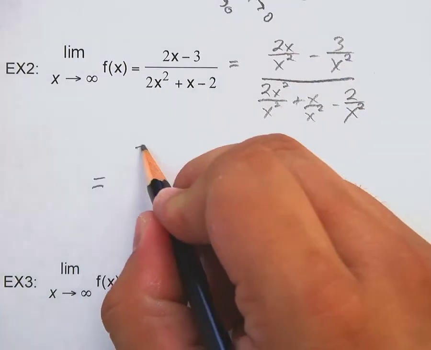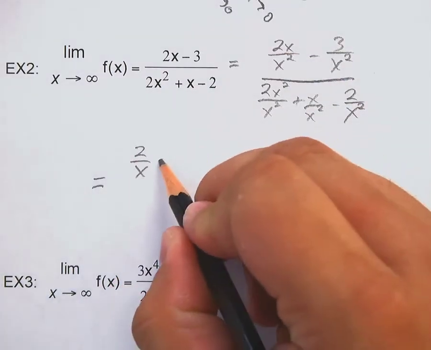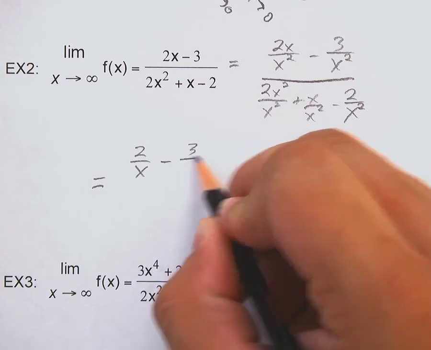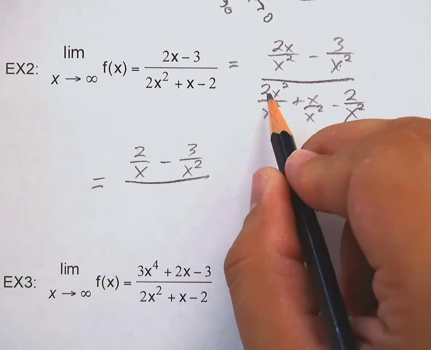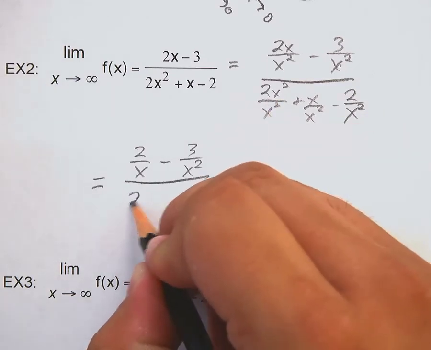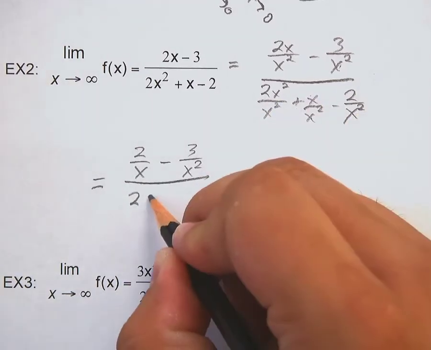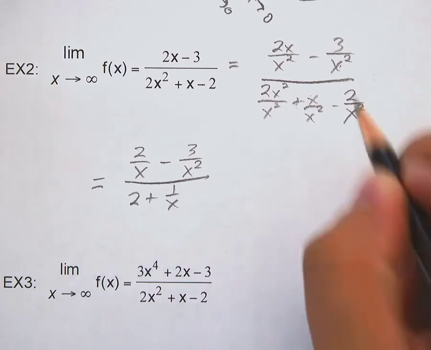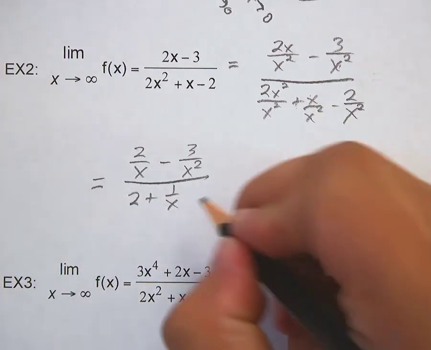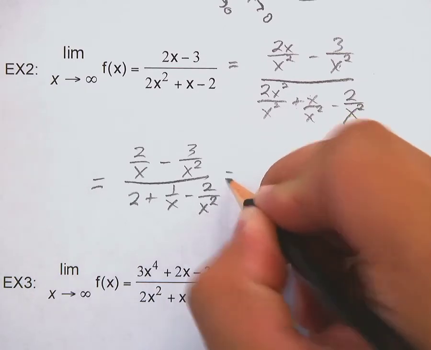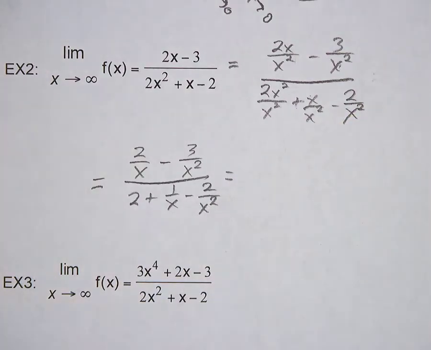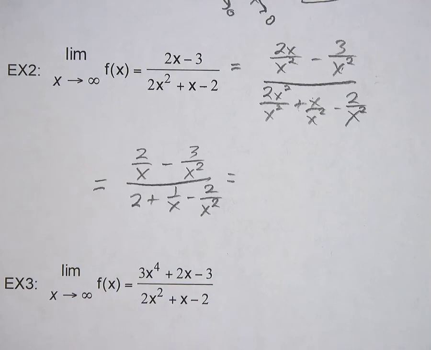That's going to be 2 over x minus 3 over x squared. Nothing to simplify in that term. 2x squared over x squared is 2, plus x over x squared, 1 over x, minus 2 over x squared. See what happens if you plug in infinity into that.